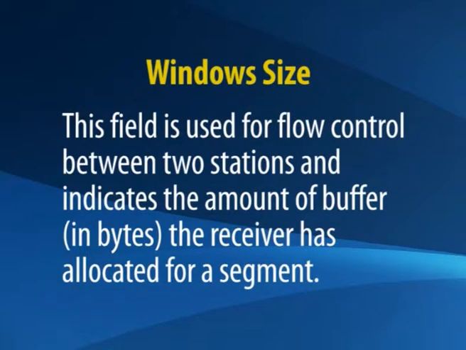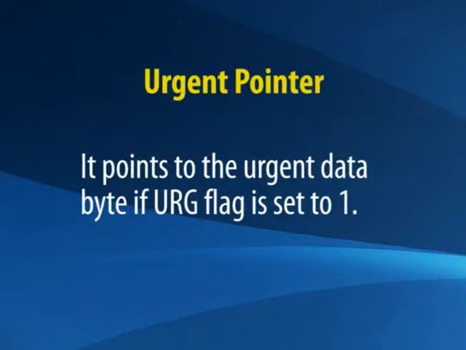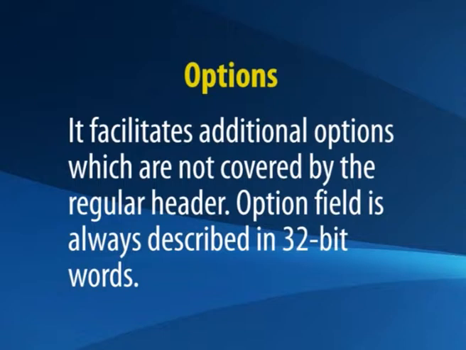Window size. This field is used for flow control between two stations and indicates the amount of buffer in bytes the receiver has allocated for a segment, that is, how much data the receiver is expecting. Checksum. This field contains the checksum of header, data and pseudo headers. Urgent pointer. It points to the urgent data byte if the URG flag is set to 1. Options. It facilitates additional options which are not covered by the regular header.